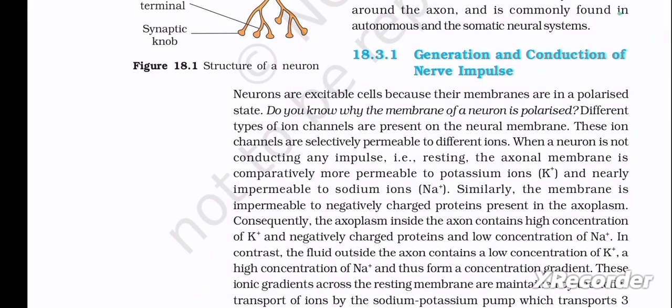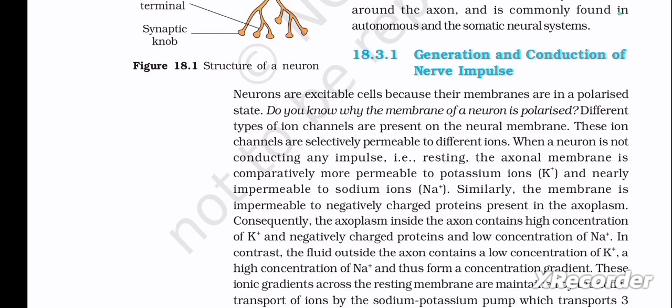Next is 18.3.1 generation and conduction of nerve impulse. Neurons are excitable cells because their membranes are in a polarized state. Do you know why the membrane of a neuron is polarized?